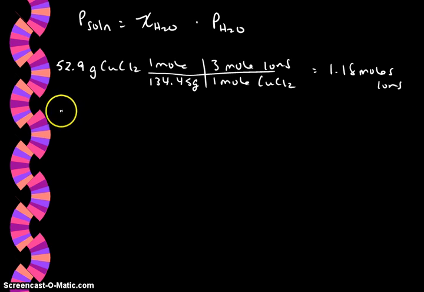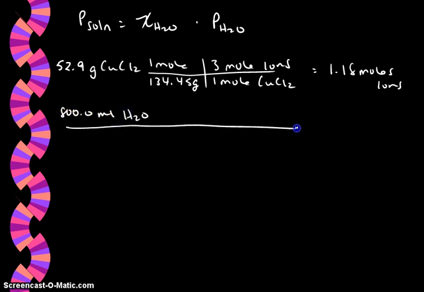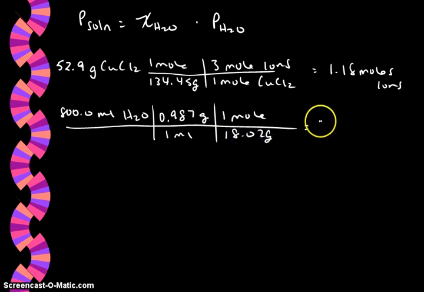Now we're going to convert the 800 milliliters of water to moles. So we'll use our density first, 0.987 grams for every 1 milliliter at that particular temperature. And then 1 mole is 18.02 grams. So that's going to give us 43.82 moles of water.